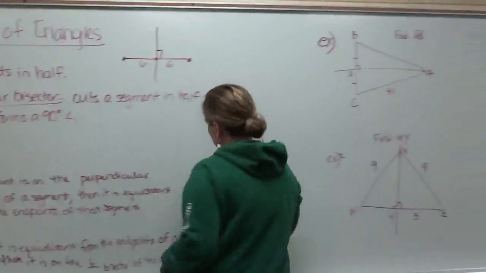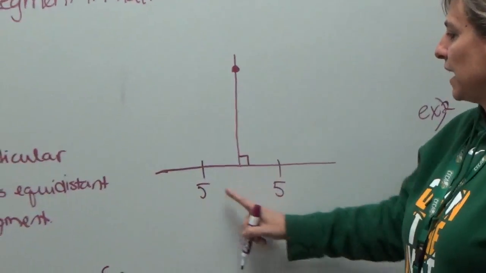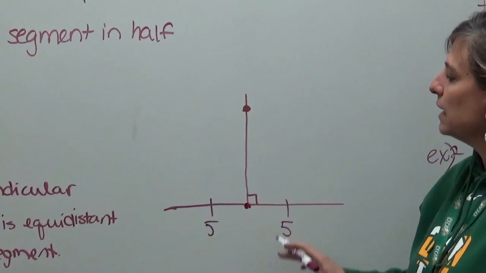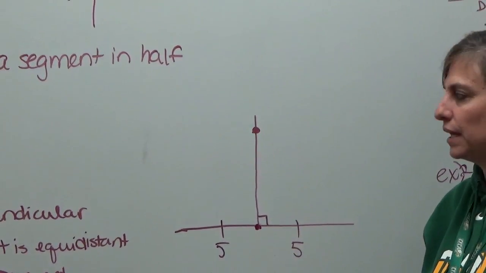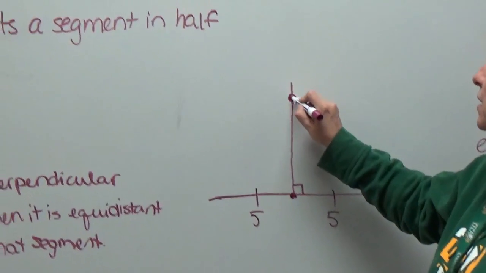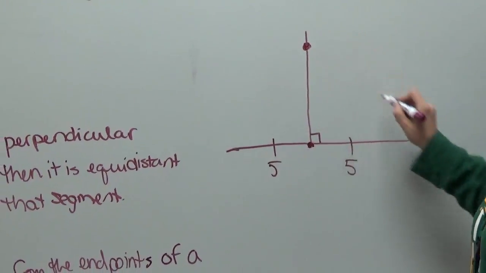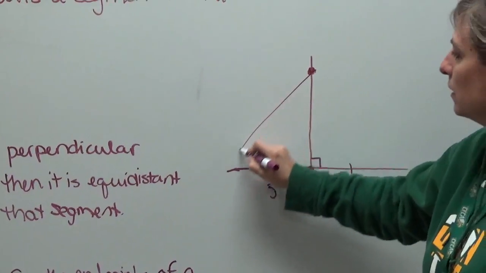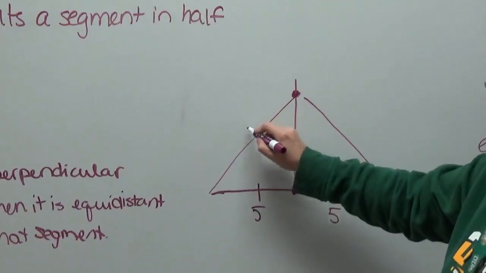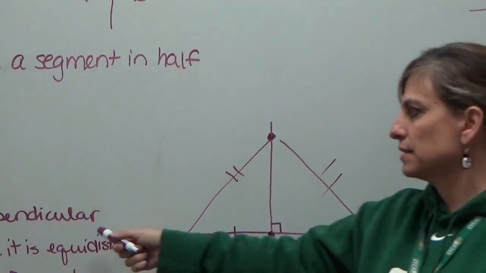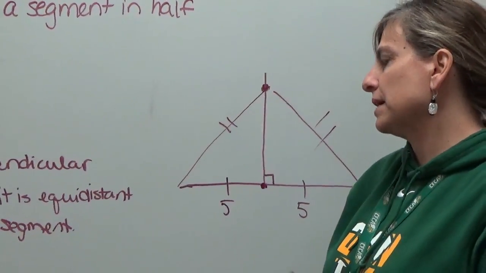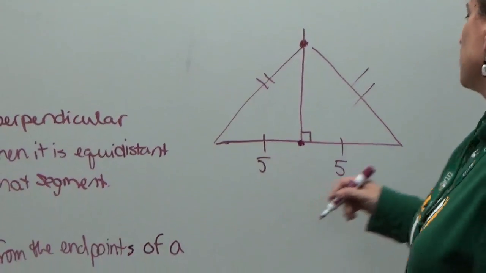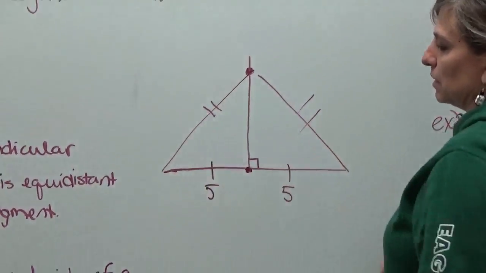So here is a segment, and we see that it's 5 and 5, so that means this is the midpoint of that segment, or this line bisects it. I also notice that this line forms a 90-degree angle. That means that any point on this line is going to be the same distance from the endpoints as each other. So when I draw 2 triangles like this, I can say that these 2 pieces are equal just because of this. If a point is on the perpendicular bisector of a segment, then it is equidistant, and that means equal, from the endpoints of that segment. So basically, those 2 segments are equal.